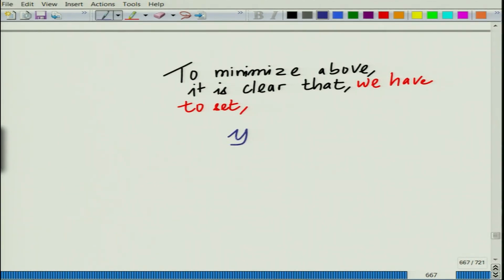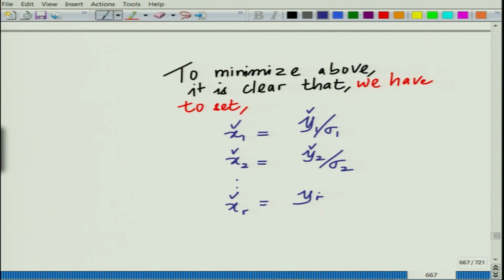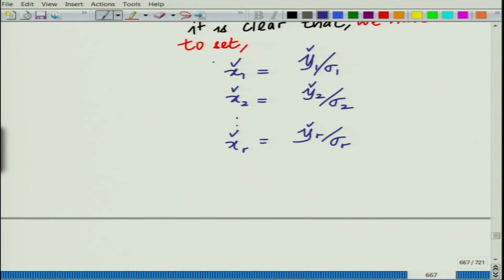It is very clear that we have to set x1 check equal to y1 check over sigma 1, x2 check equal to y2 check over sigma 2, and so on, xr check equal to yr check divided by sigma r. So, these are the solutions. This is the solution for x1 check, x2 check, up to xr check. Now, that begs the question, what about the rest of the elements, right?